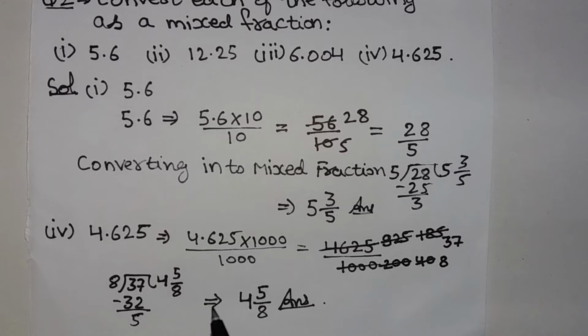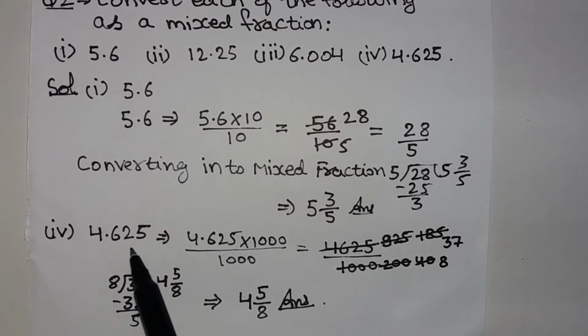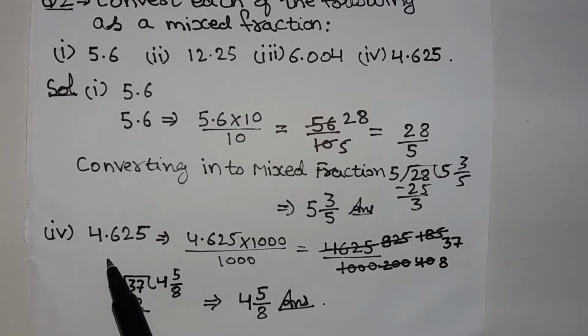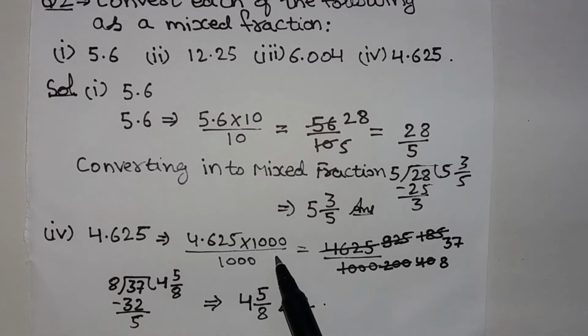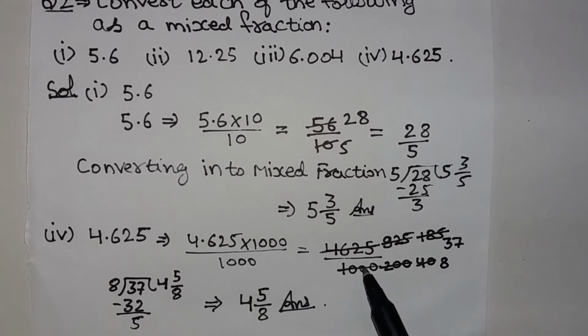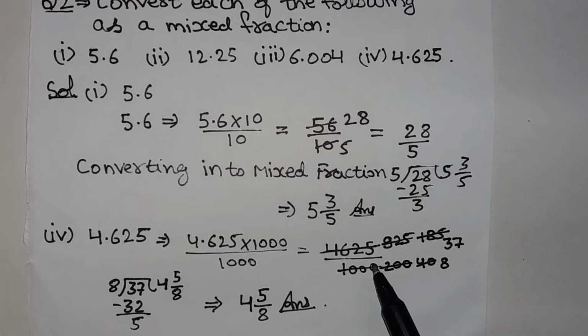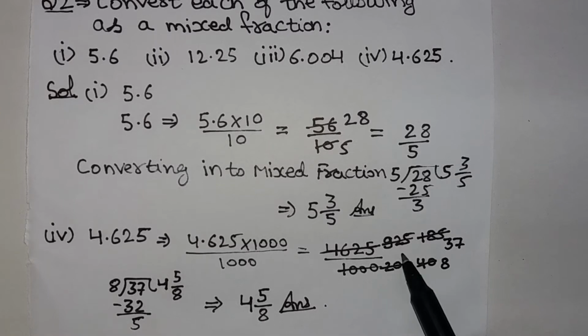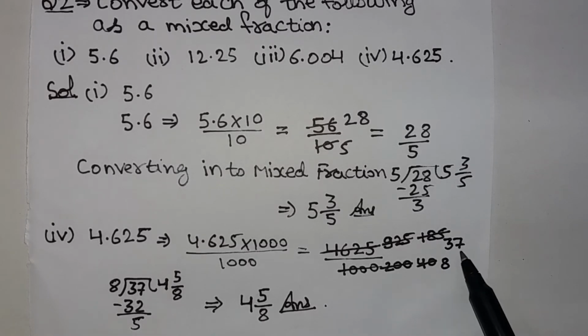After this, see the fourth part, 4.625. Here after the point there are 3 digits, so we will multiply and divide it by 1000. So 4.625 into 1000 upon 1000 will be 4625 upon 1000. First of all, we will cancel it by 5, it will be 925 upon 200, again cancel it by 5, 185 upon 40, and again cancel it by 5, it will be 37 upon 8.